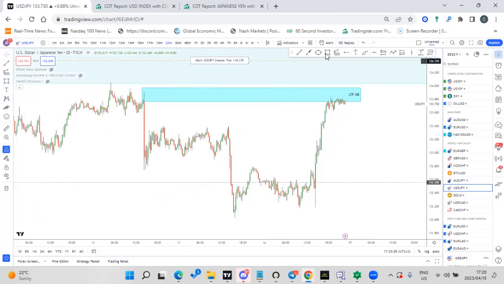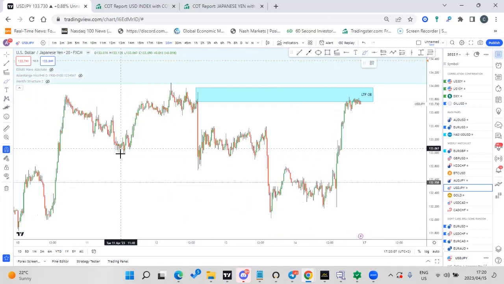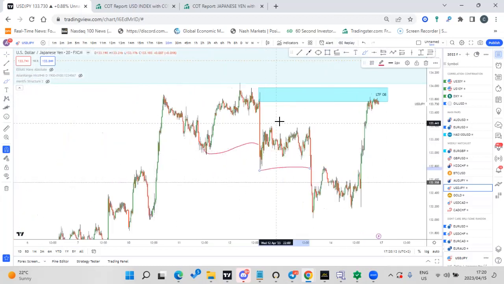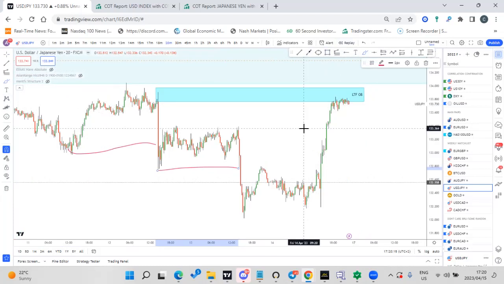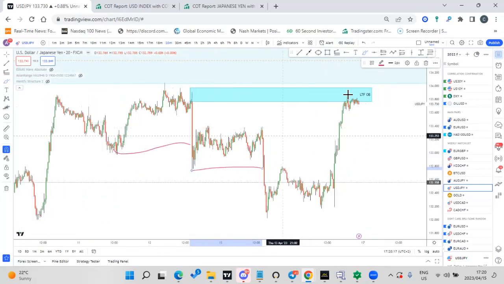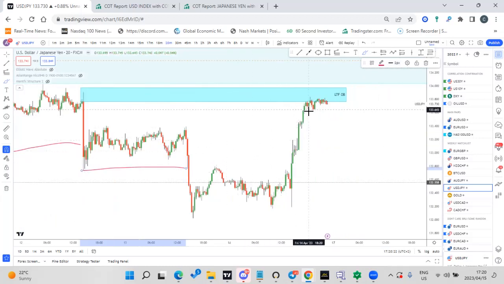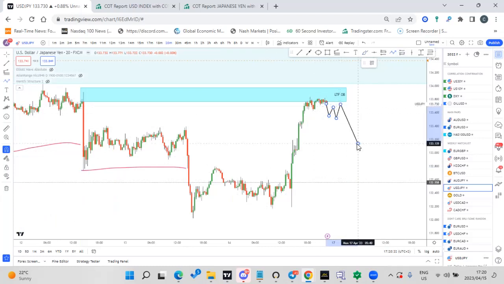And technically that setup is valid. I mean, you had a change of character here, you had a break of structure here. So I'm not saying the setup is not valid. The setup could possibly be valid. I would personally wait for another minor change of character and then POS before I would enter.